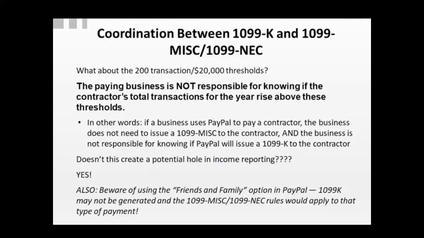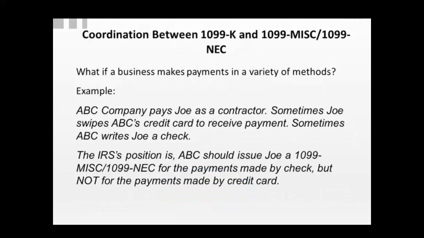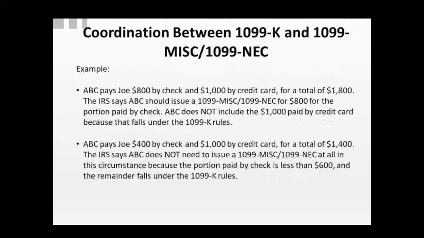You also have to be careful in PayPal. If you're using the friends and family option, no 1099K will be generated, and then you still would need to issue a 1099 miscellaneous or NEC. So make sure you or your contractor are not using the friends and family option within PayPal. If you make payments in a variety of methods, sometimes maybe with a credit card, sometimes with a check, you do not report on a 1099 miscellaneous the payments made with a card, but you would report the payments made by check, and there's a couple of examples here on this slide here that drive that home.